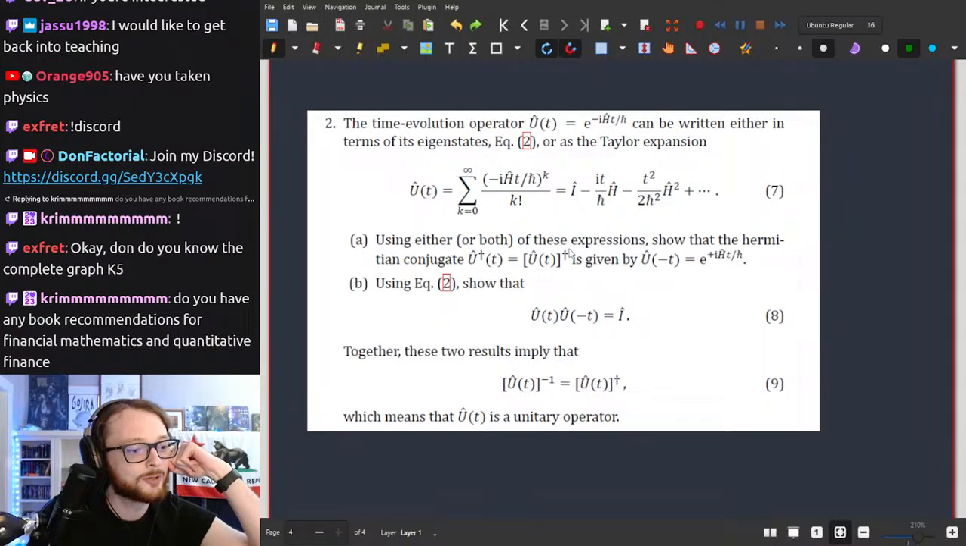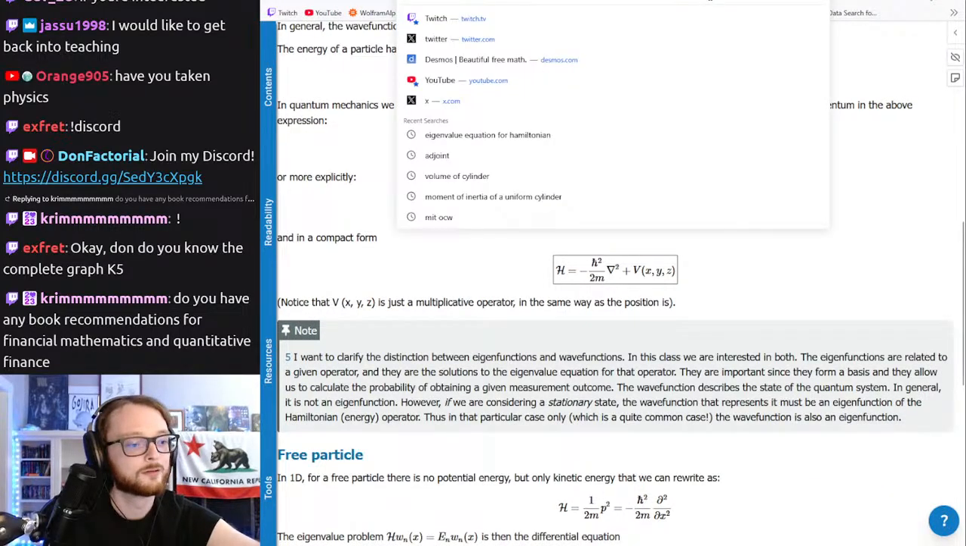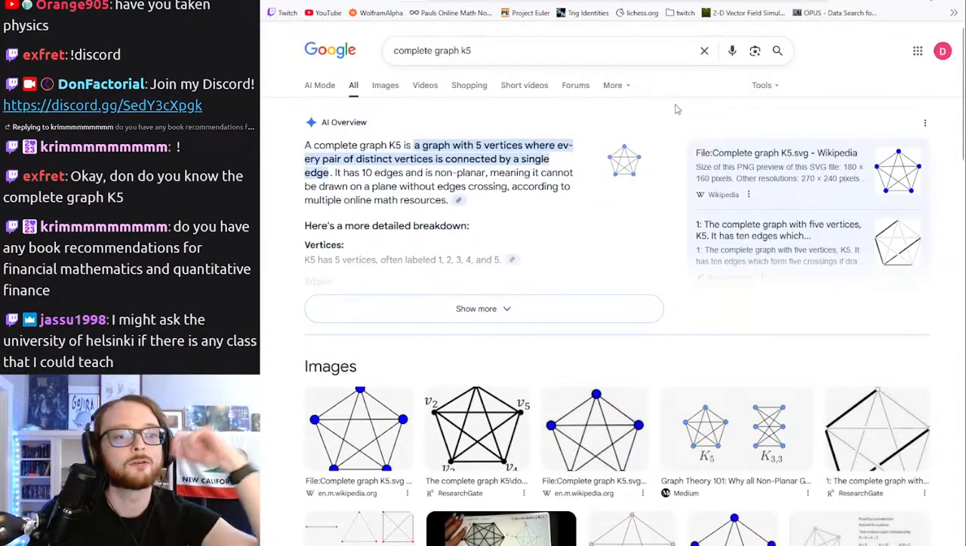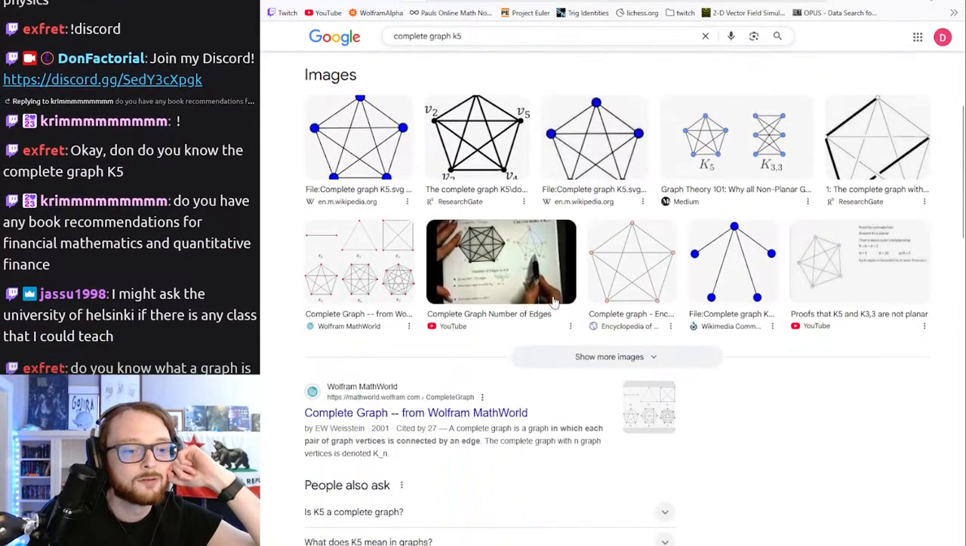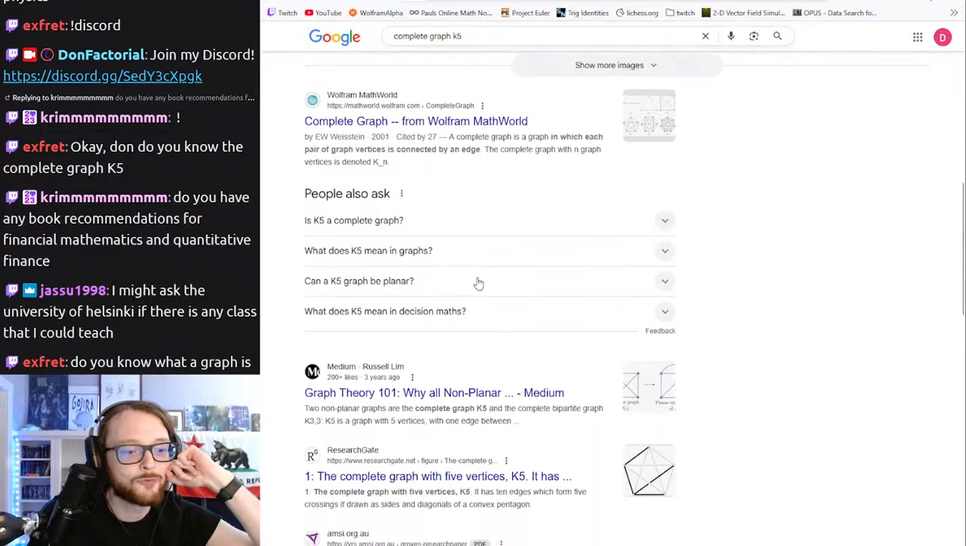Do I know the complete graph K5? I sure don't. What is that? Complete graph K5. Yeah, just like nodes and edges.